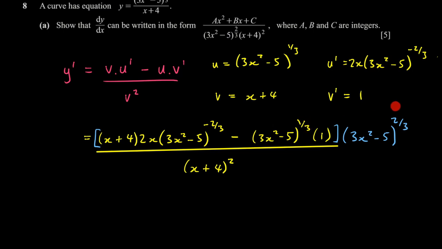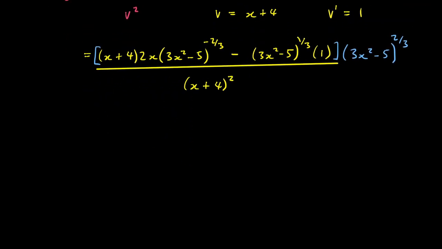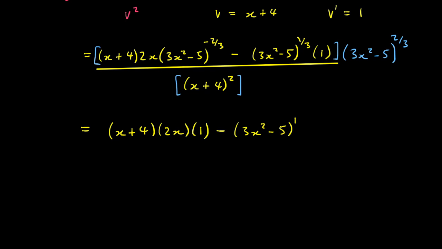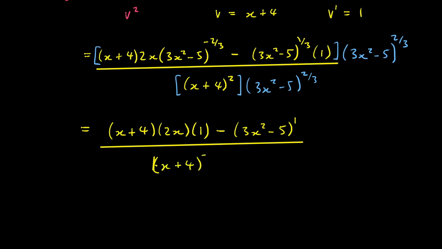And then over here, I've got a power of a third plus a power of 2/3, which is a power of 3/3, which is 1. So in other words, I'm left with just 3x squared minus 5 to the power of 1. So if I write this all out, I have got x plus 4 times by 2x times by 1, because that's what happens to this term here, minus 3x squared minus 5 to the power of 1. And then, of course, I need to recall that if I multiplied the numerator by this term in blue, then I also need to multiply the denominator in order to have equivalent fractions. So on the bottom, I'm going to have x plus 4 squared times by 3x squared minus 5 all to the power of 2/3.